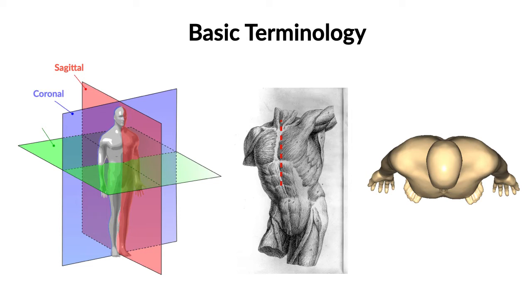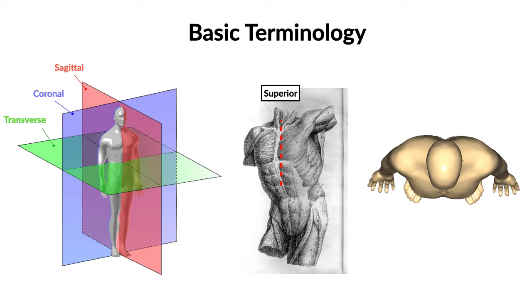The coronal section, on the other hand, is when the body is divided top to bottom, but it's through a left to right sort of plane. So when we're looking at it, we'll be looking at the body as if we're looking at it from the front or from the back when that section is made. And finally, we have a transverse plane. So a transverse section is obviously when the body is cut in half and you're looking either down or up on that section.